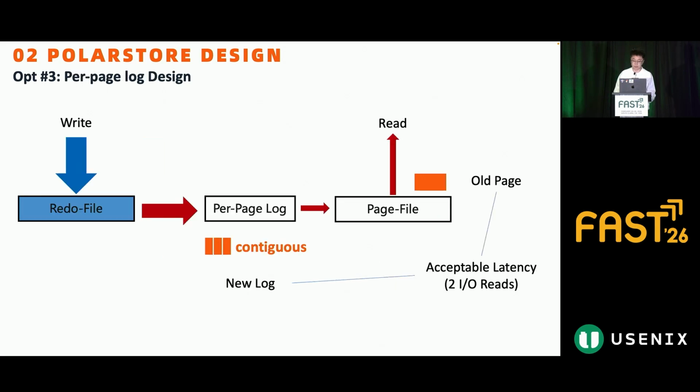Our solution is simple. When redo logs are about to be evicted from memory, we proactively merge all logs belonging to the same page into a dedicated per page log space. Now, when a page read arrives, we only need 2 I/O reads, one for the old page and one for the per page log. This is because we pre-merge them into the per page log space as a background process.